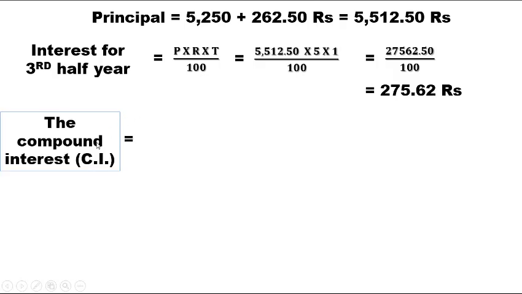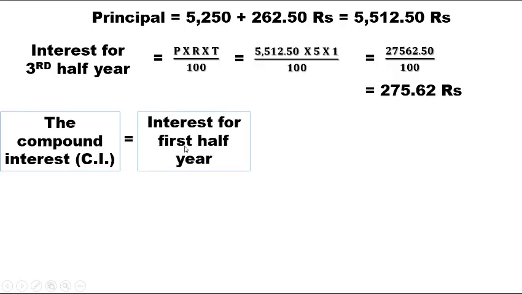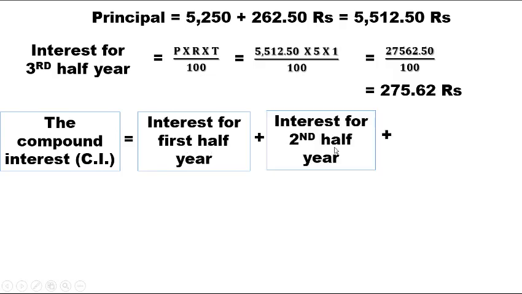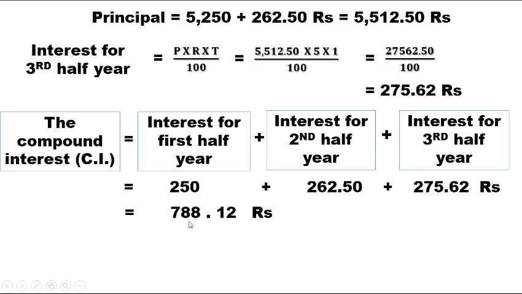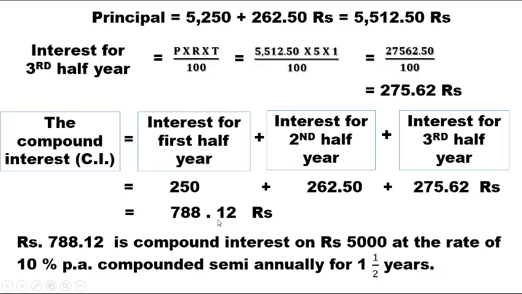The compound interest is equal to interest for the first half year plus interest for the second half year plus interest for the third half year, which is 250 plus 262.50 plus 275.62, equal to 788 rupees and 12 paisa. Therefore, rupees 788.12 is the compound interest on rupees 5,000 at the rate of 10% per annum compounded semi-annually for 1.5 years.